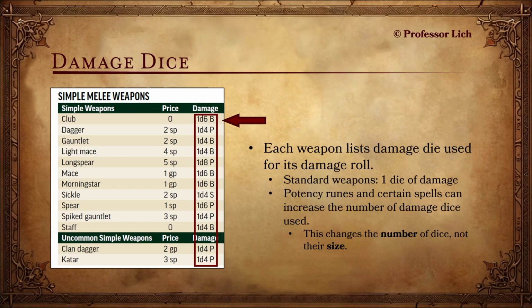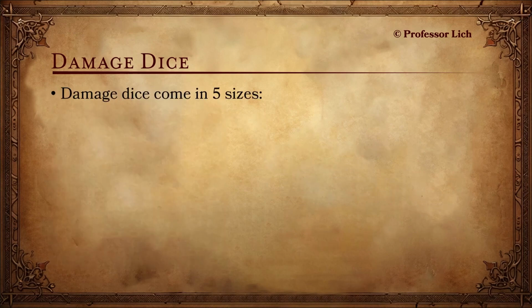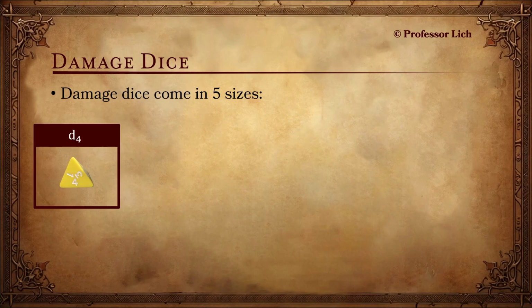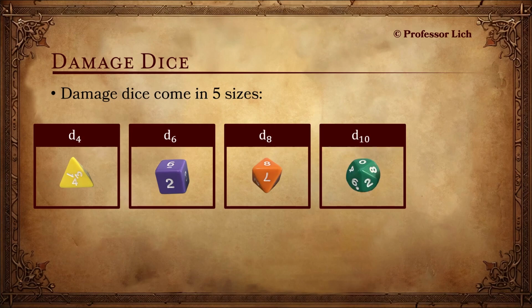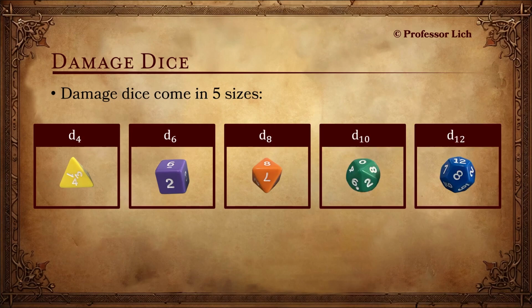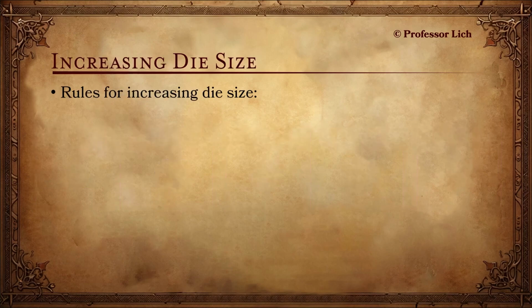And speaking of sizes, in Pathfinder, size matters. You must use the correct damage die for your weapon. So D4 is the smallest. In order of increasing sizes, D6 is the next size up, D8, D10, and then D12. So these are the 5 damage dice listed in order of increasing sizes.